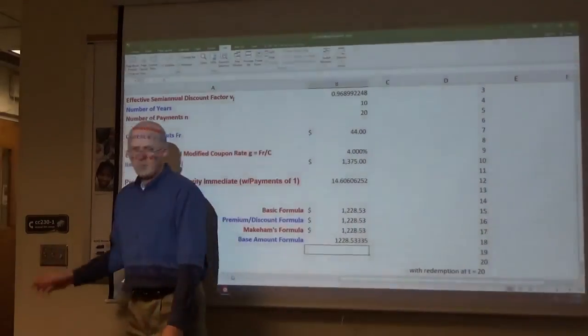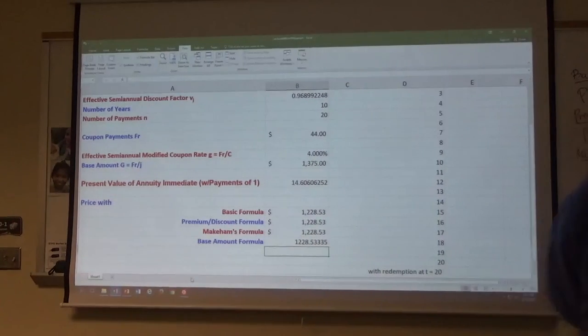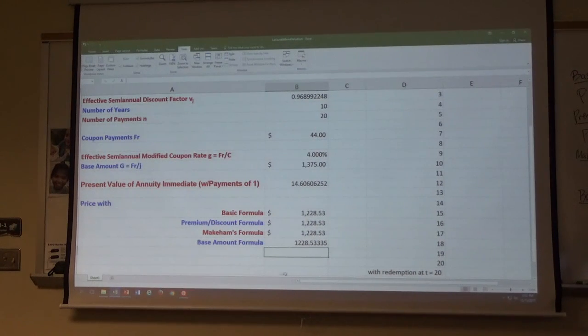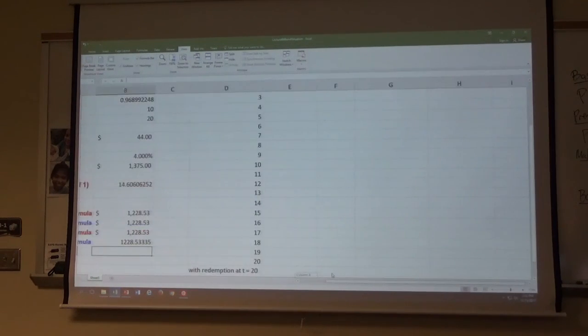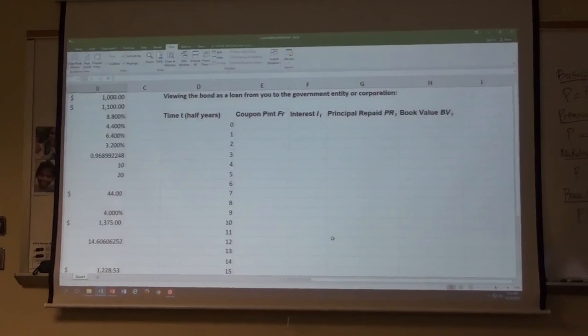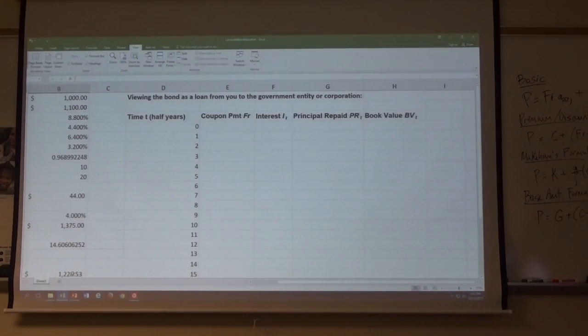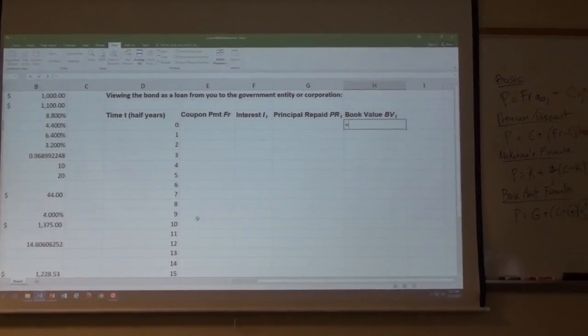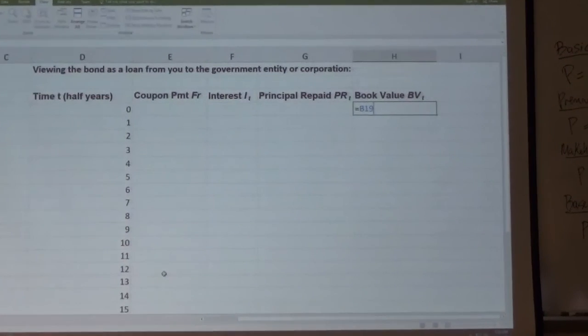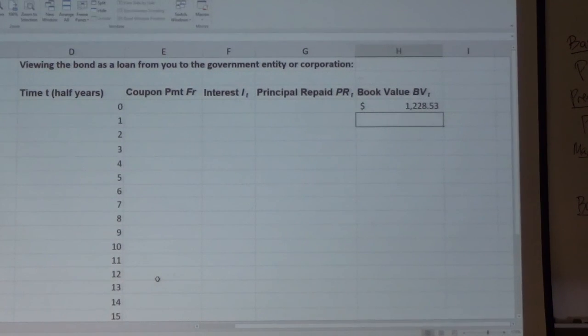We're getting pretty close to the end here. Now I want to go ahead and fill out this amortization table based on the loan amount, which is the price. At time 0, that's going to be called the book value, and it's just going to pull that price over into that cell. So there's the amount you purchased the bond for, that's the loan amount. The coupons were $44. I can pull that from cell B11.